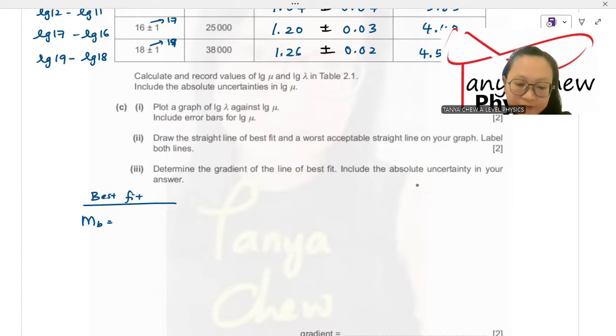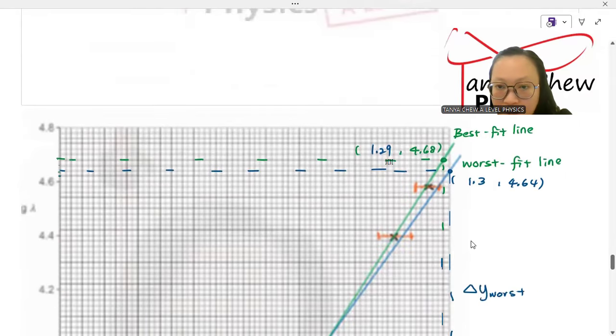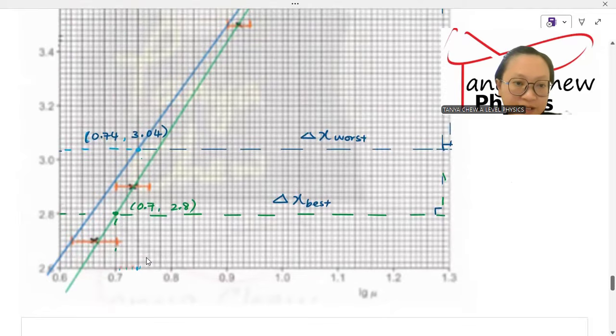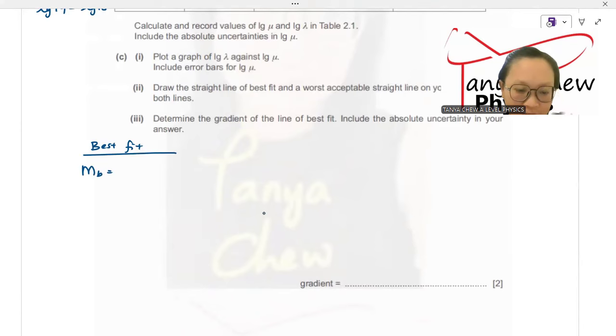My gradient of best fit. So I put in two values here. My best fit is a green color line. So I have my two coordinates, 1.29, 4.68, and the other one is 0.7 and 2.8. The green color line represents my best fit. I'm going to use different colors here so that you can see it better, but in your real exam, you can only use one color, which is your pencil.